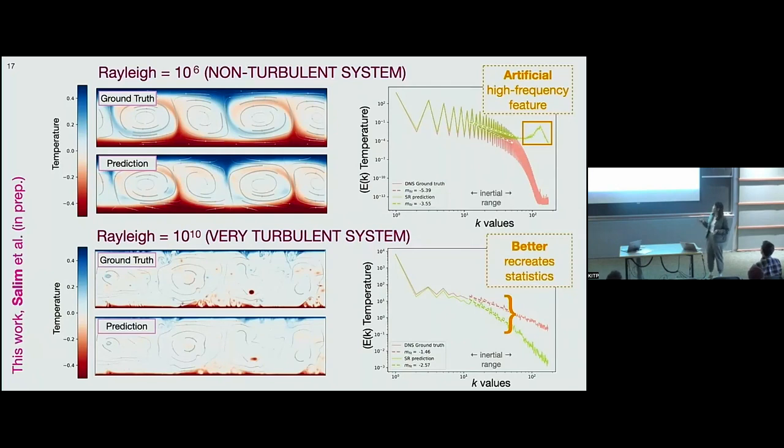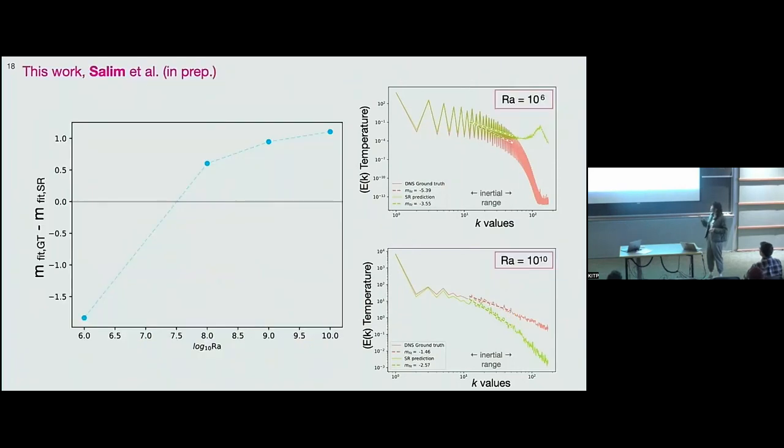But we've also applied linear fits onto the slope of the power spectrum within the inertial range. And we see that if we take the difference between the slope of the ground truth fits and the super result fits, super result predictions, we see that here's the data point for the very non-turbulence case.